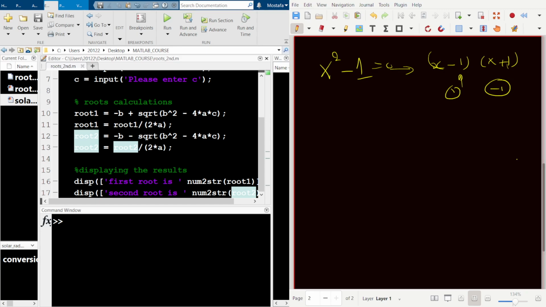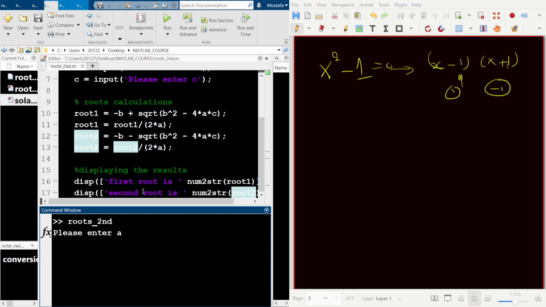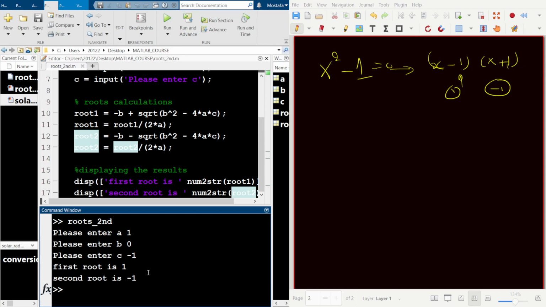So let's actually do this testing here. I'm going to run, enter a. So a is 1, b is 0, c is negative 1. And yes, we get the first root is 1 and the second root is negative 1.